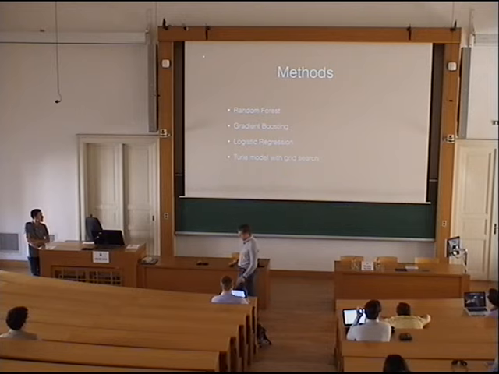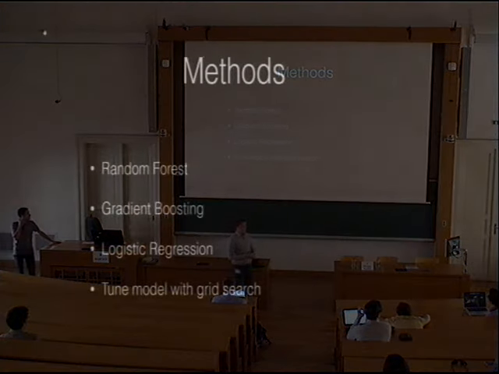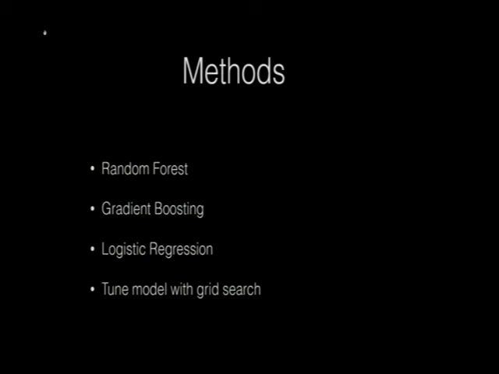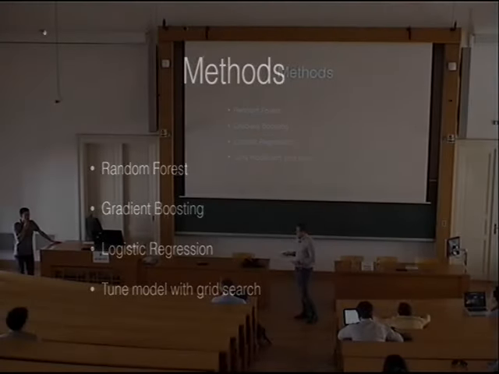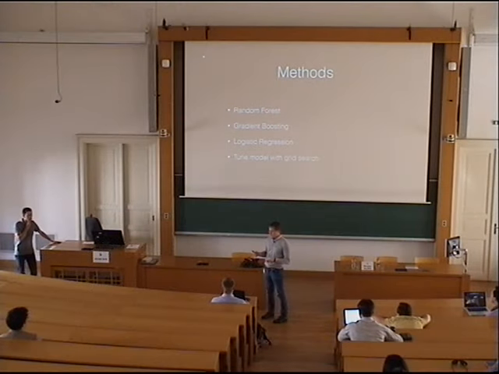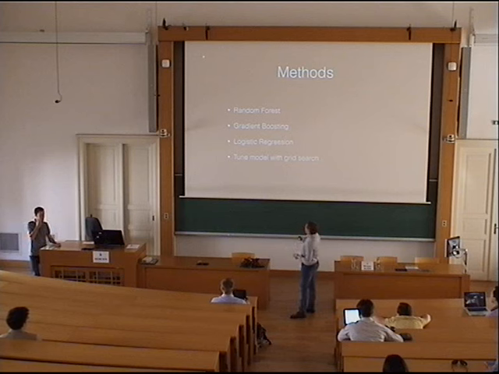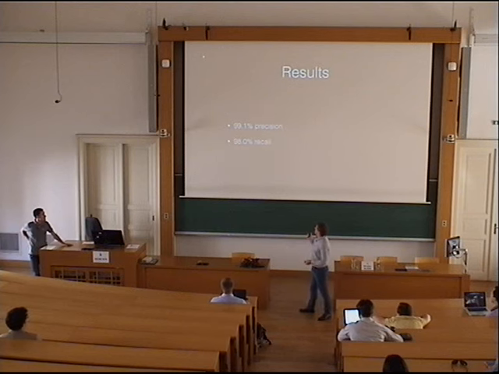And now about methods. We tried several methods, for example, random forest, gradient boosting, and logistic regression. We tuned our models with grid search. Random forest and gradient boosting were the best. Logistic regression was not so good with these features, because there are a lot of missing values, and random forest works well. The final result is about 99 precision and 98 recall, and it's very good.